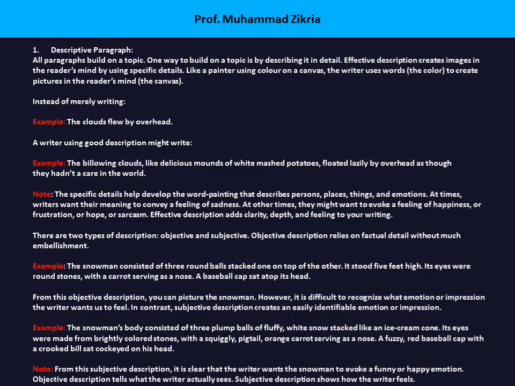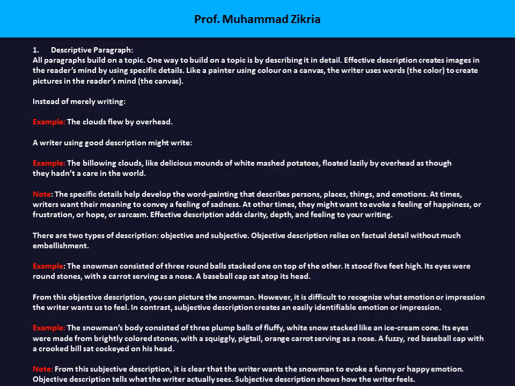all paragraphs build on a topic. One way to build on a topic is by describing it in detail. Effective description creates images in the reader's mind by using specific details, like a painter using color on a canvas. The writer uses words, the color, to create pictures in the reader's mind, the canvas.